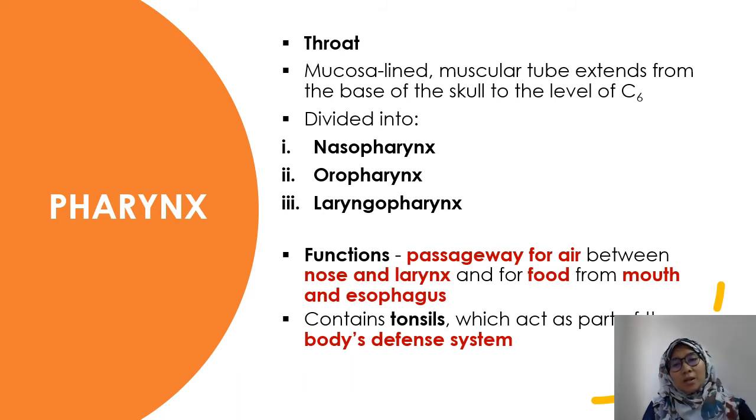It is divided into 3 areas: nasopharynx, oropharynx, laryngopharynx. The functions of the pharynx: a passageway for air between the nose and larynx, and for food from the mouth to the esophagus. So dia laluan udara dan juga laluan makanan. It also contains tonsils. Tonsil ni kita punya body's defense system.